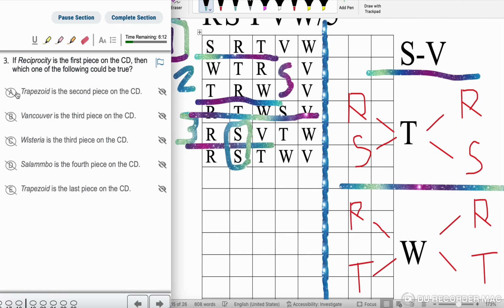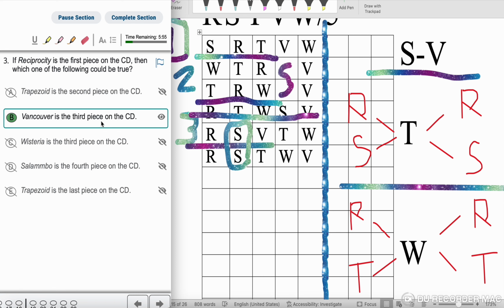So let me go ahead and see if I can see if it's true or not. I'm just going to select it. T is in second. No. B is in third. That could be true. I do see it. W is in third. No. S is in fourth. No. T is the last place. No. So one thing I see is V is in, we said, third position. So answer B. V is in the third piece on the CD.